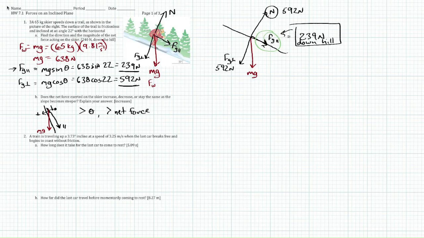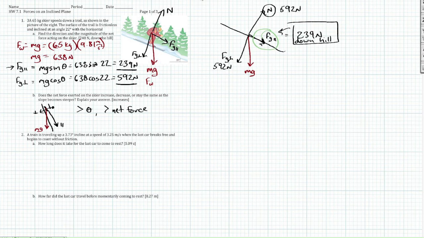Now, question number 2 involves a train traveling up a hill. And the idea here is that the back car of the train, I guess, detaches or breaks free and begins to coast without friction. So it may help if I just draw this right here. I'll draw it over on the left.